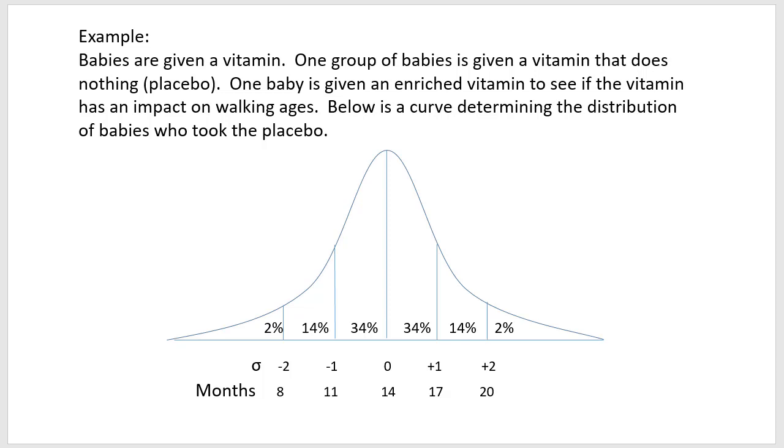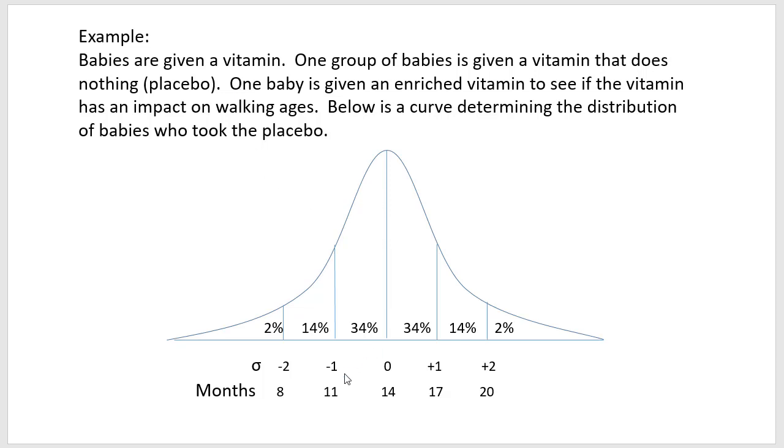Below is the curve determining the distribution of babies who took the placebo. So the population in this case is the babies that took the vitamin that did nothing. That's the larger group of babies. There is one of those babies who was given an enriched vitamin. We're going to see if that baby that took the enriched vitamin walks at a different age than the babies that were given the regular vitamin or the placebo vitamin.